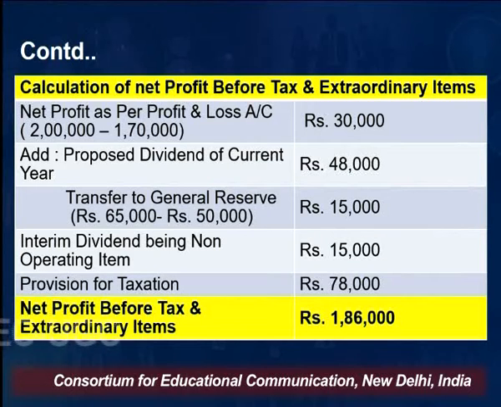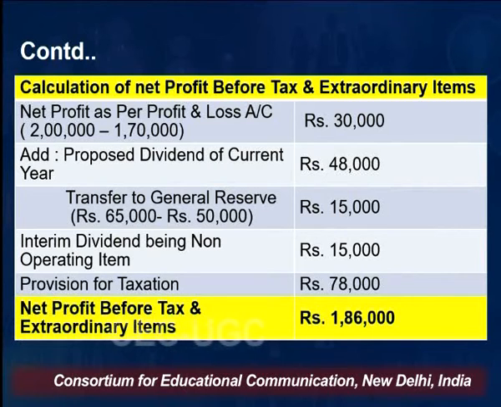Now what we'll do, we have to nullify the impact of non-operating items. So we'll first add the proposed dividend of current year, and in the balance sheet the current year's proposed dividend came to be rupees 48,000. So we have added back the proposed dividend of current year. And if you remember, when we were going through the balance sheet, I told you categorically about every item, and there was a discussion on general reserve that we have transferred 15,000 rupees to general reserve from profit and loss account, which is again a non-cash item. So we have added it back here because it was subtracted. We have to find the actual cash profit, so we have added back rupees 15,000 here.